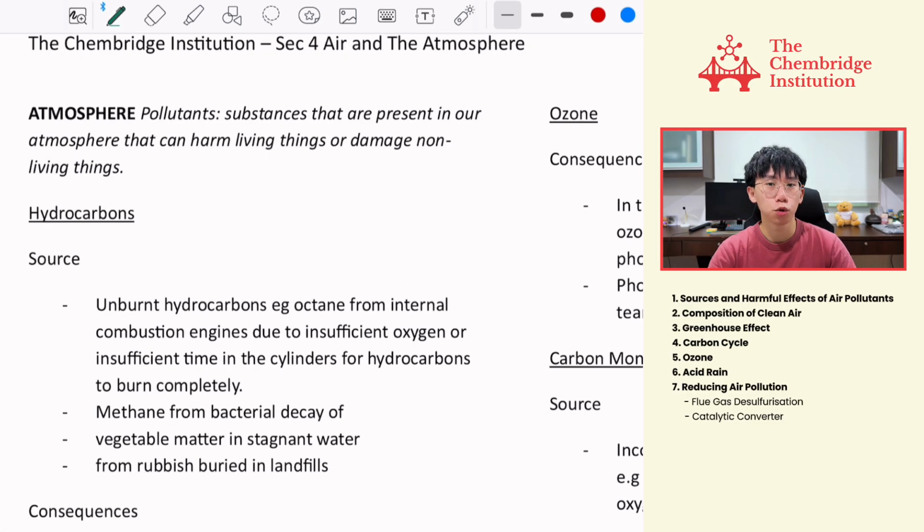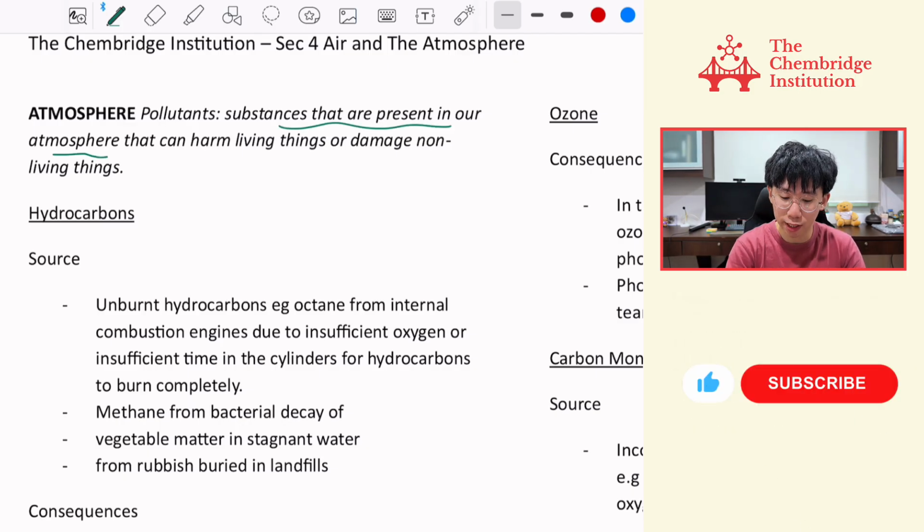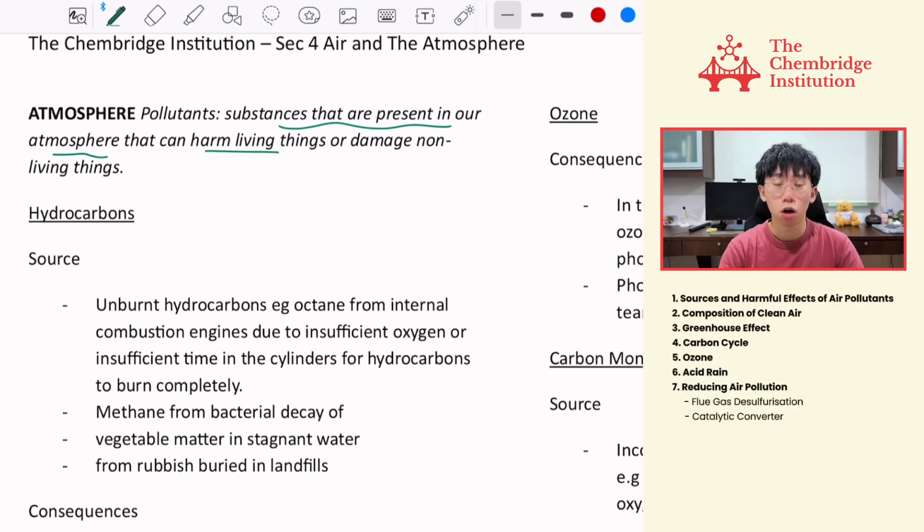So this chapter is going to focus a lot on our atmosphere pollutants. By definition, these are substances that are present in our atmosphere that can harm living things or damage non-living things. Now, it's very important that as we go through each of our pollutants, you need to memorize, and I mean memorize everything that you see.